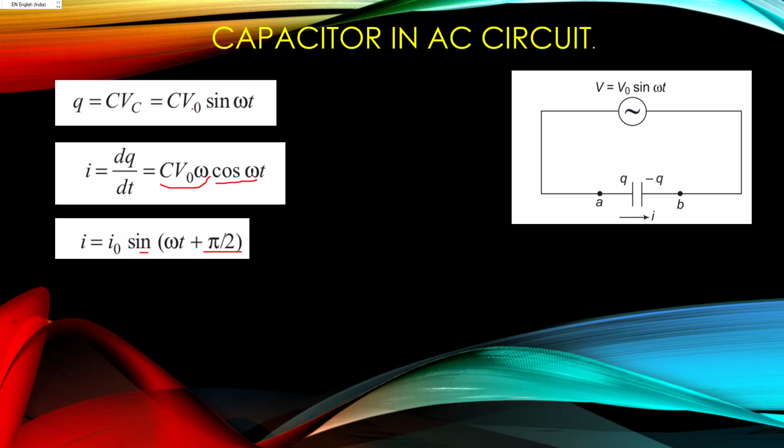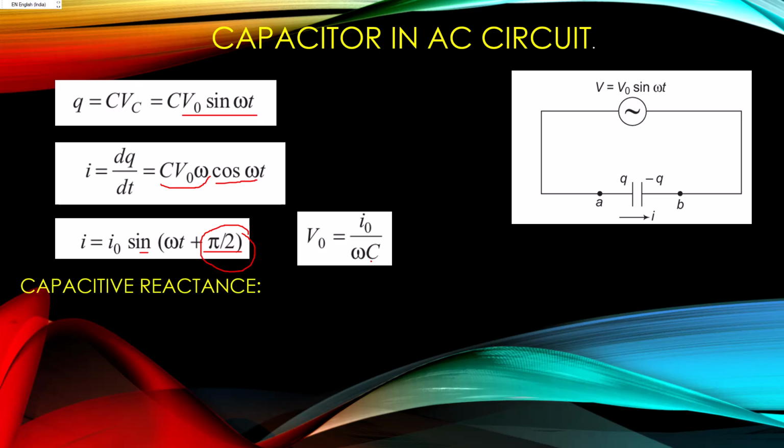So comparing these two equations, we get a phase difference of pi by 2. Keep that in mind. Now here we represented I0 as V0 omega C, or V0 equals I0 by omega C. So, a new term here, capacitive reactance: we call this Xc equals 1 by omega C. This is called capacitive reactance.